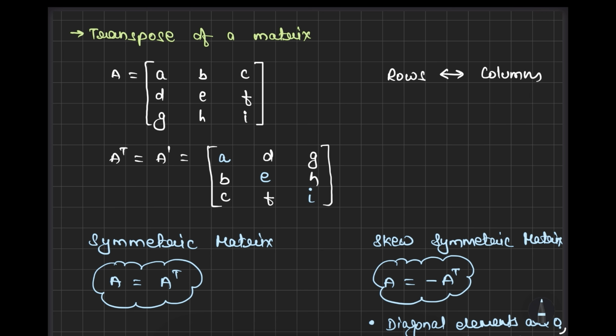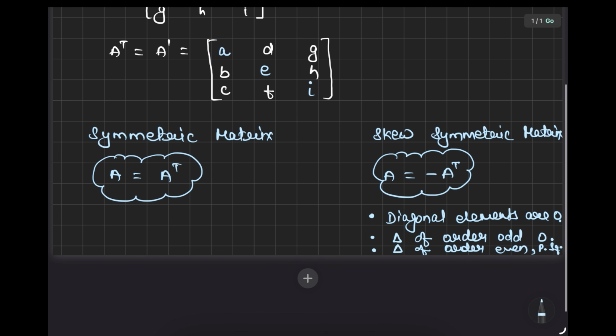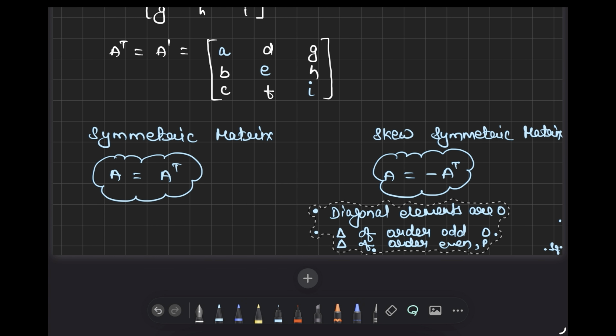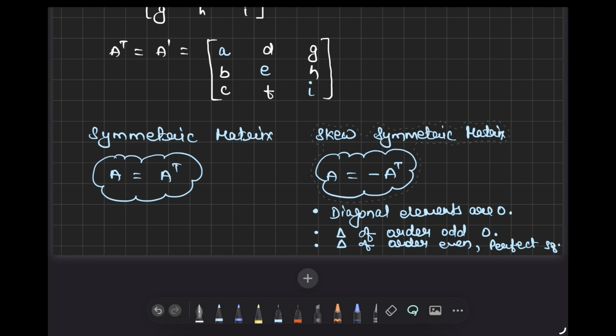I hope you guys can memorize these terminologies: what is A transpose, what is symmetric matrix, what is skew symmetric matrix, and you have to also digest the fact that a skew symmetric matrix will have certain properties. Okay, and those properties will be like the diagonal elements will be 0. Okay, determinant of even order, okay, if order is even, then it is a perfect square number, and if it is odd, the determinant will become 0. Okay, I hope these things you can keep in your mind.